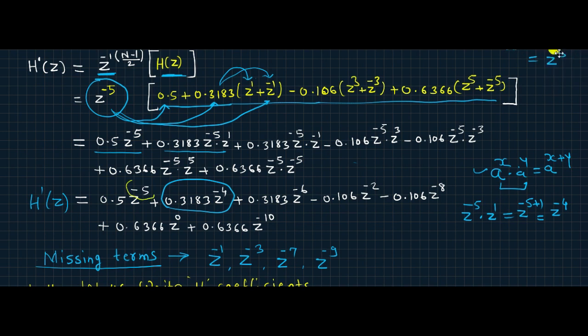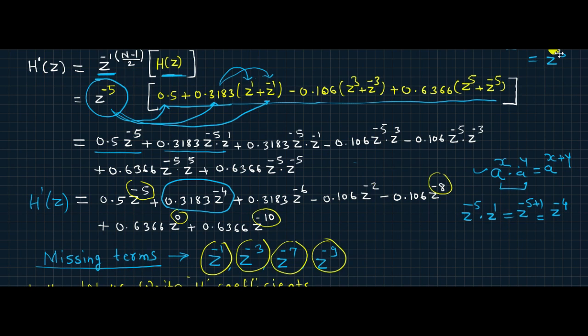We have z raised to minus 5. We have 4, 6, minus 2, minus 8, 0 and minus 10. What is missing is z raised to minus 1, z raised to minus 3, z raised to minus 7 and z raised to minus 9. These terms are missing. What should we do now?